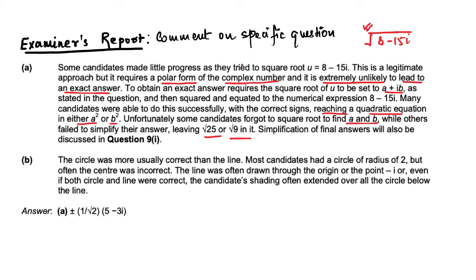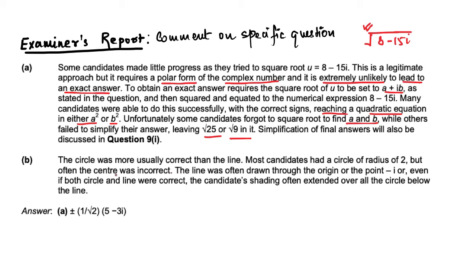Most of the students started with this idea, which is correct, but it requires your understanding of the polar form of complex numbers, which is extremely unlikely to lead to an exact answer because it's quite difficult. But when you start with our standard approach, a plus ib, square of this should equal 8 minus 59, then you will get a quadratic equation in terms of either a square or b square, then you can solve it. Then some of the students were not able to simplify it, they have left it over here. So we have to make sure that we simplify and find the correct answers.